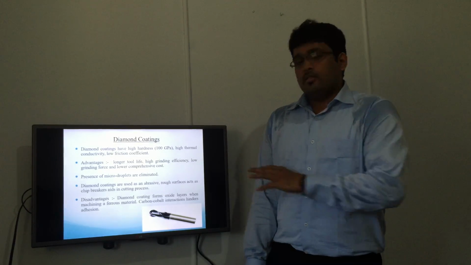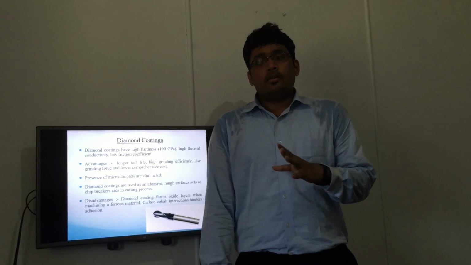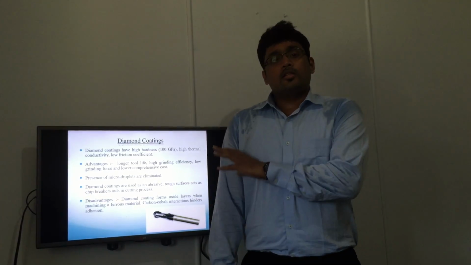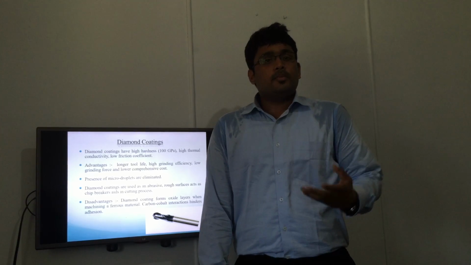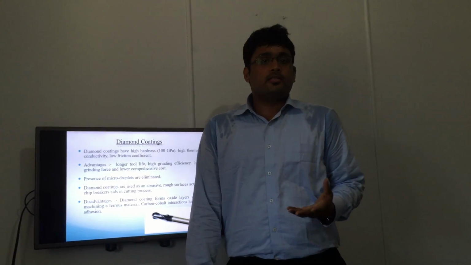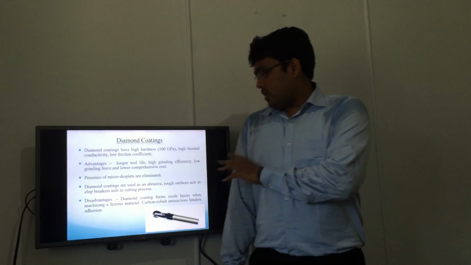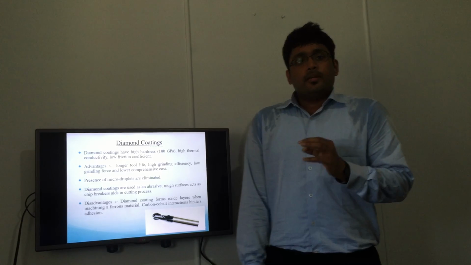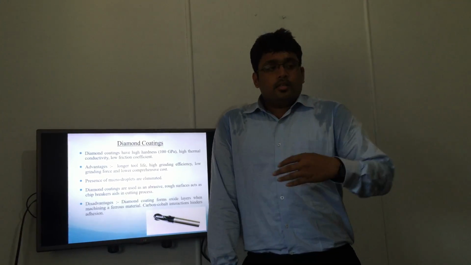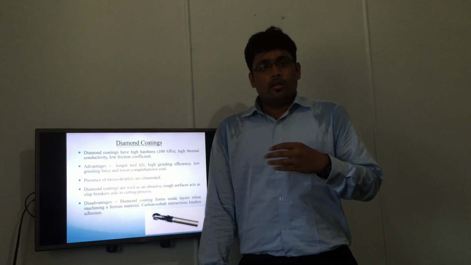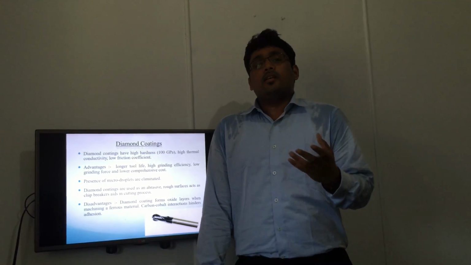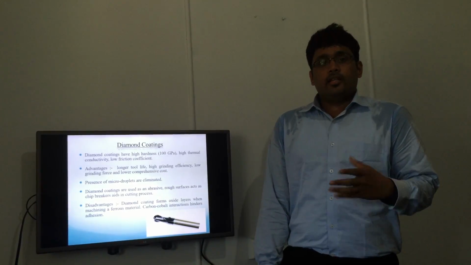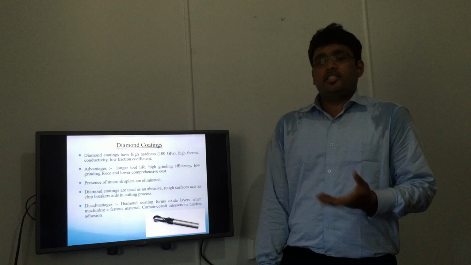has many disadvantages. First, the diamond coating forms oxides when machining a ferrous material. So it cannot be used for ferrous material, and ferrous material contributes about 31% of the materials being used worldwide. That's the first disadvantage. Second, the carbon and cobalt interactions present in the machining material mean that a good adhesion cannot be achieved.